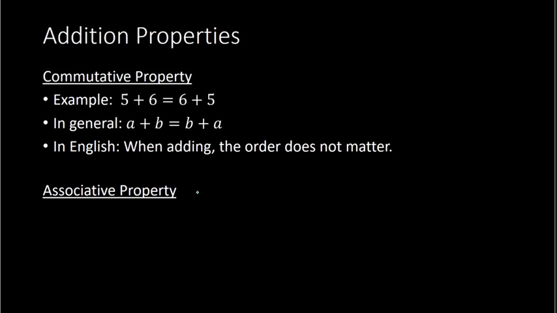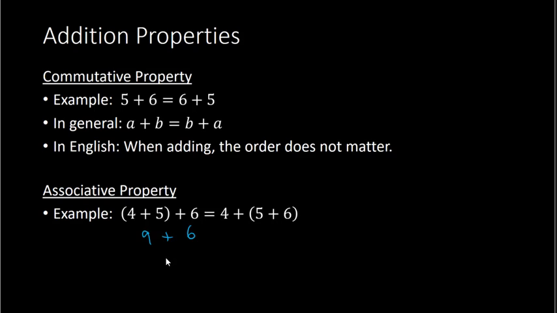So the associative property has the same idea, where what it says is that it doesn't matter how I group together or associate the numbers when I'm adding. So for example, if I had 4 plus 5 plus 6, we could group the 4 and the 5 together and add those first to get 9 plus 6, and that would equal 15.